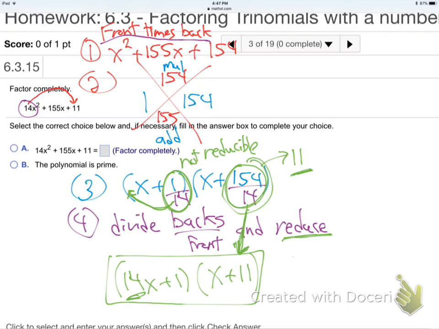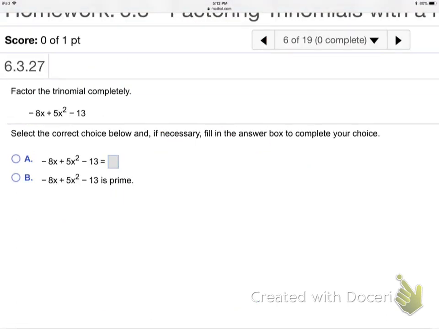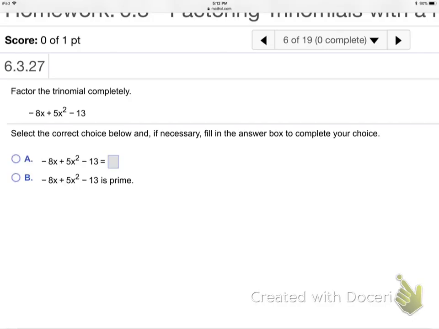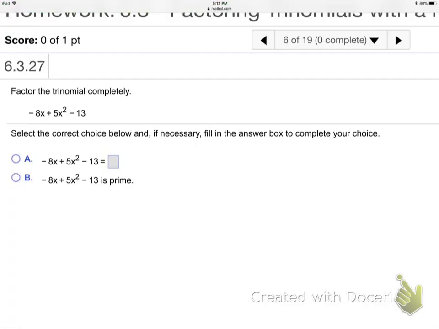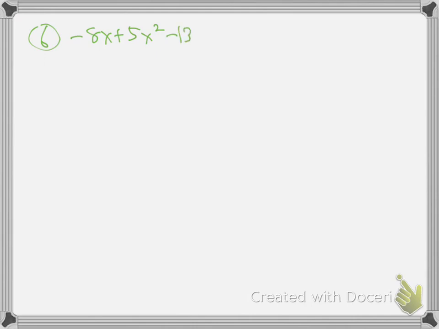Let's try another one. Okay, so now we're on number 6. I'm just going to rewrite it on a fresh screen here. Number 6, minus 8x plus 5x squared minus 13. Okay, so first we got to reorder them. Put this guy in the front: 5x squared minus x minus 13. So reorder.